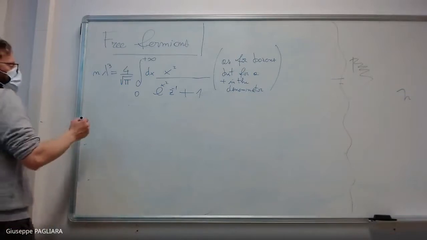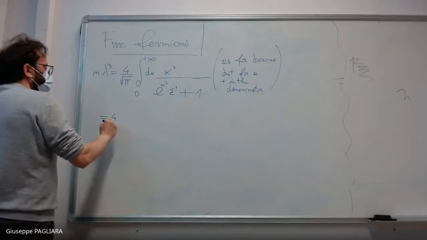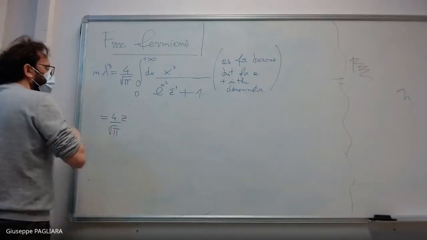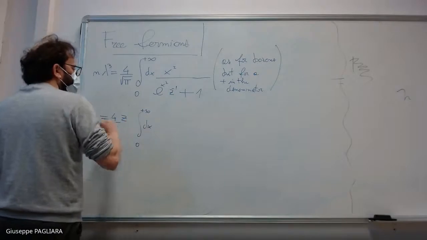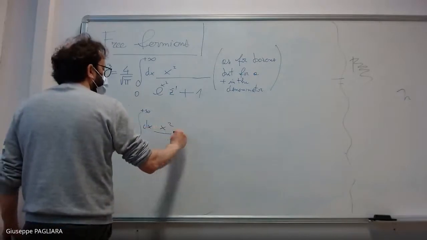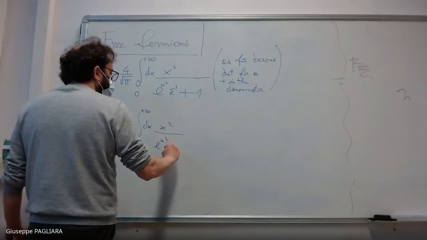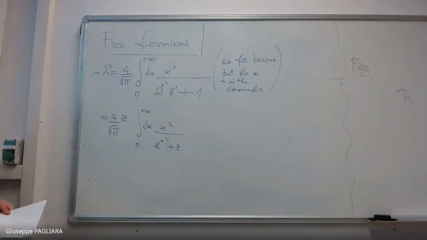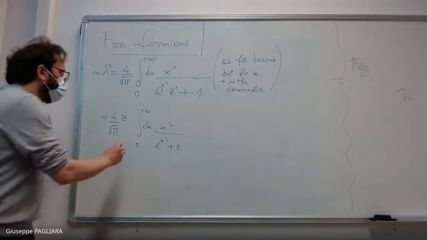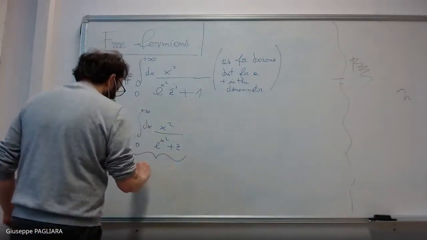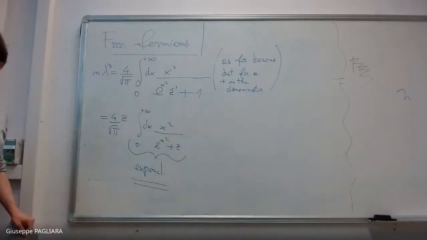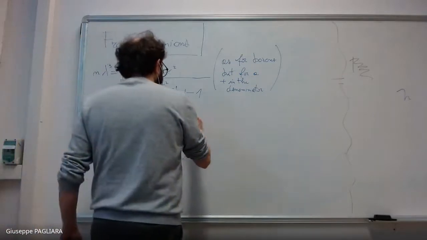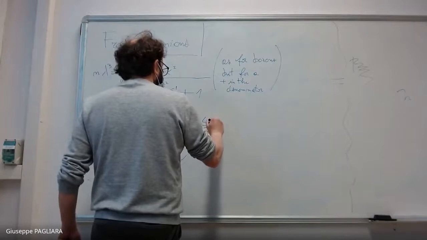And as in the case of bosons, we can do the following. We can write this as 4 square root of pi z, then I have the integral from 0 to plus infinity dx of x squared, here I have x squared over e to the x squared plus z, where I'm multiplying the numerator and denominator by z. Okay. And then I can expand in series of z, so around the classical limit. So then I will get 4 square root of pi z.